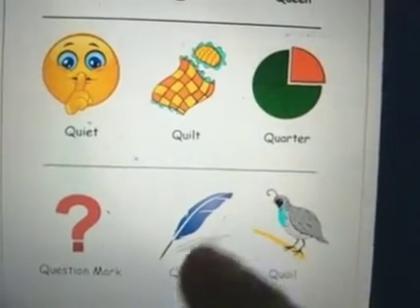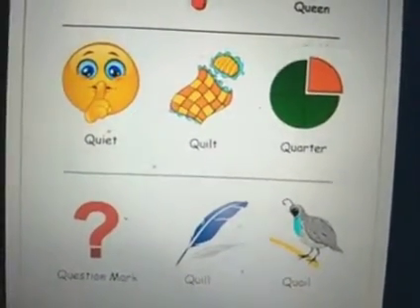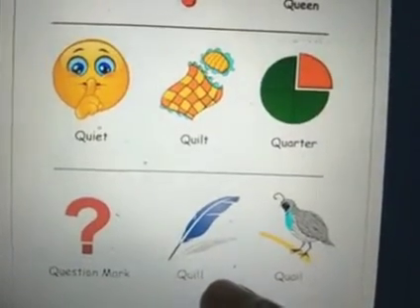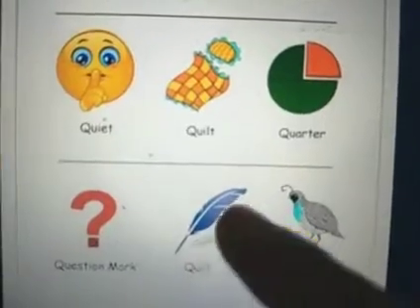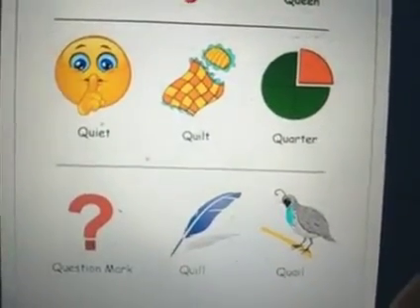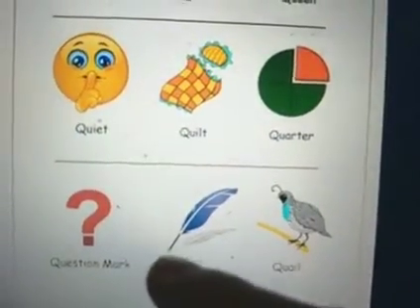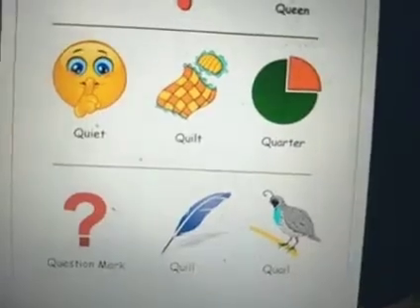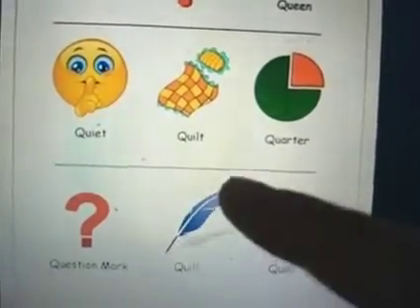Then we have quill. Now what's a quill? This is a writing tool. It was previously used for writing, and it is made of a feather from a large bird. People previously did not have pens and pencils, so they used this quill. They would dip it in ink and then write. It's a feather of a large, big bird.